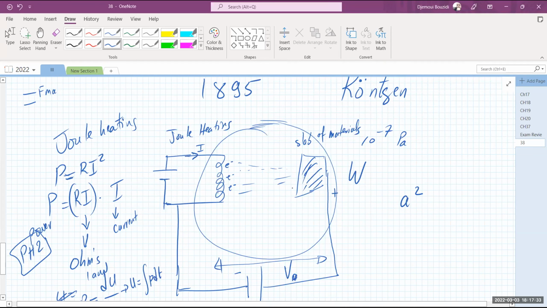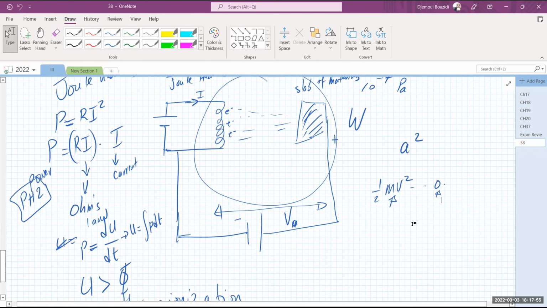Remember, they are accelerated already to an incredible speed in here because of this potential. Each and every one of them has an E times V naught. In the classical approximation, they have the kinetic energy 1/2 mv squared, and they come to a standstill, so their final energy is 0. Their initial energy is 1/2 mv squared. Before they slow down, they gain that kinetic energy through the process, where each and every one of them gets this much kinetic energy.